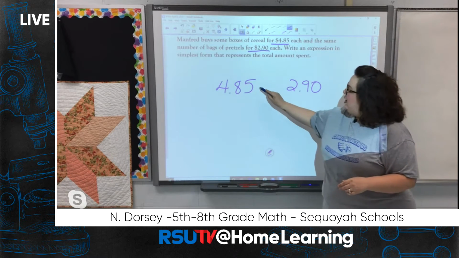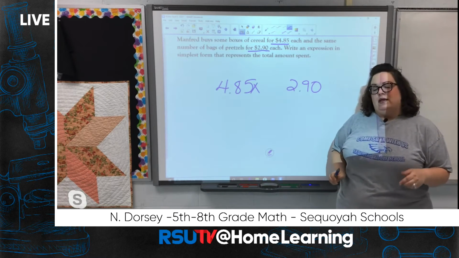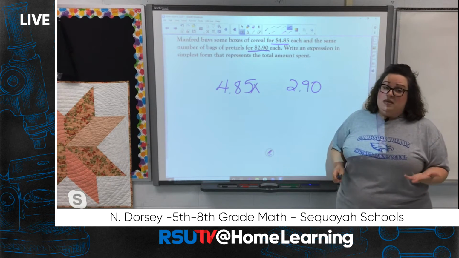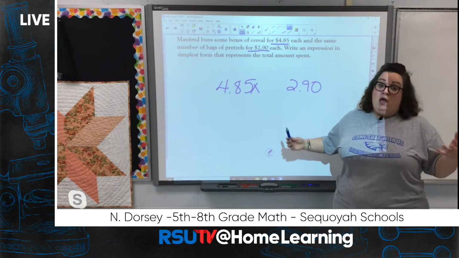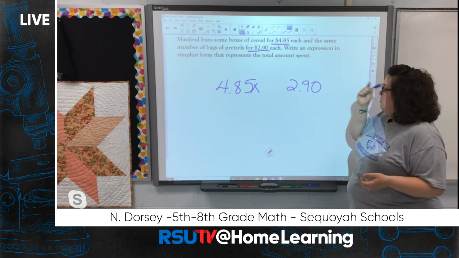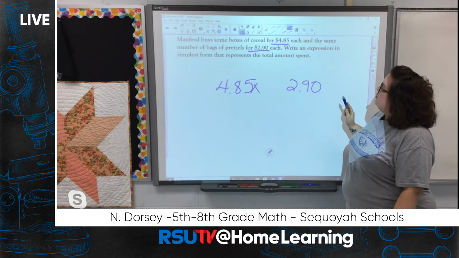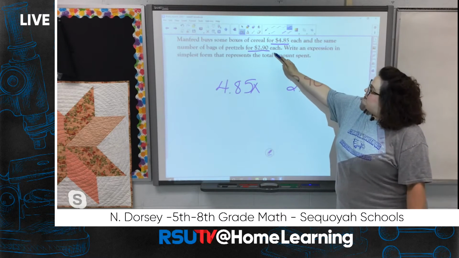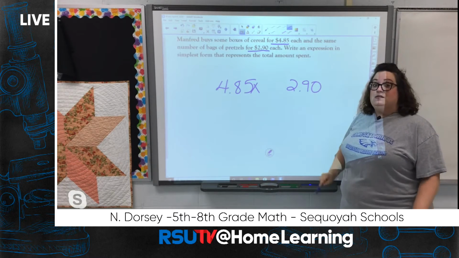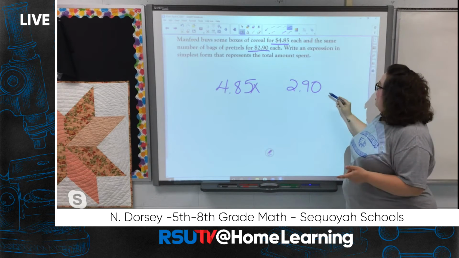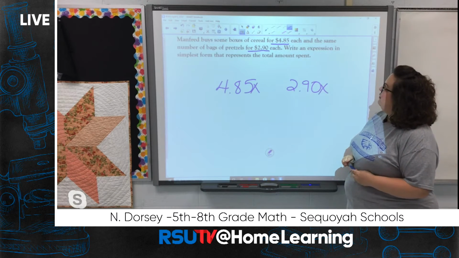So I'm going to go ahead and represent it with x. Now remember, in algebra, x does not mean times. It now represents a variable, an unknown number. So you can use x only if it means variable. So now we're also going to look at $2.90. That has each, which also means multiplication. And I'm going to choose x again to represent my variable.